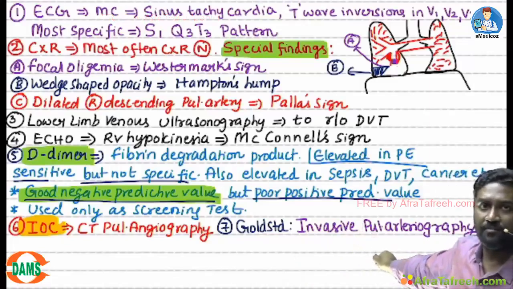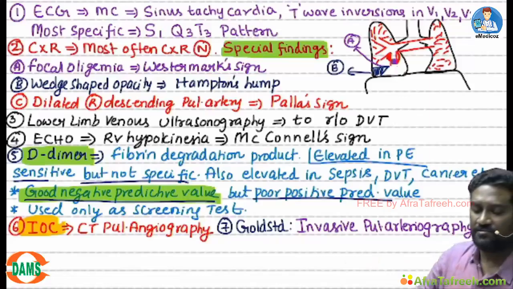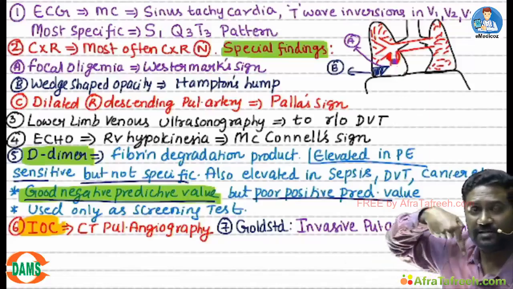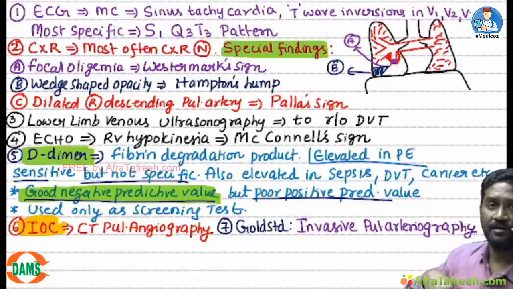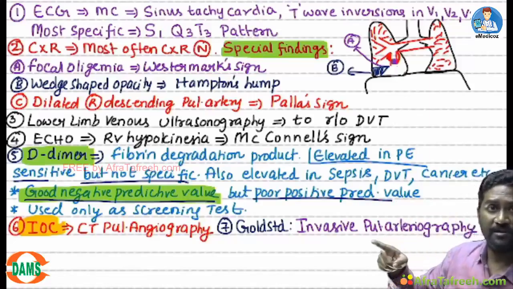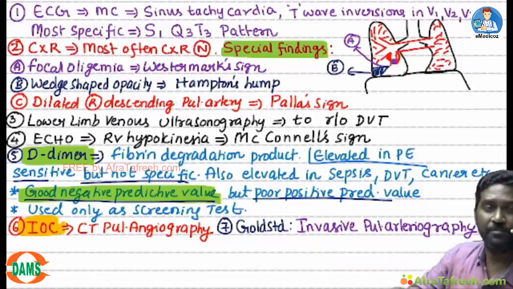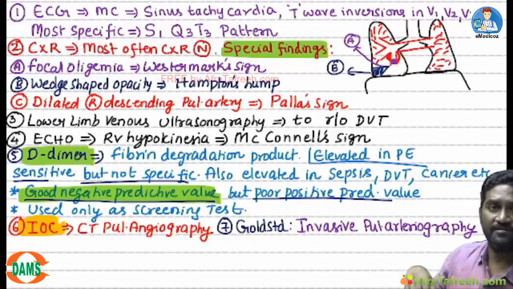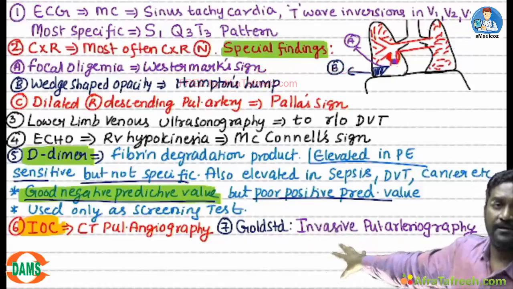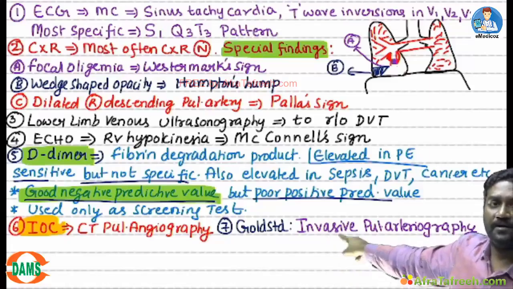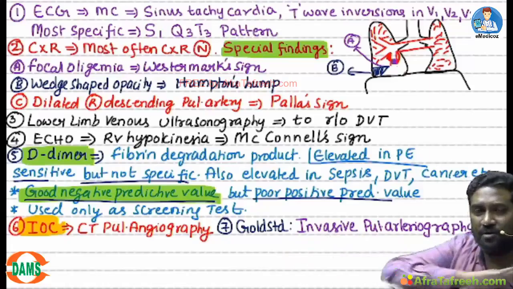Now what is this invasive pulmonary arteriography, students? Here it is not just contrast. You are putting a catheter directly into the pulmonary circulation. You know you are in pulmonary circulation, but that catheter is not going beyond. What does it mean? There is some obstruction. You know you are in pulmonary circulation, but it is not going beyond a point. It means there is some obstruction, and that obstruction can be a thrombus. Now this is gold standard, but it is an invasive method associated with complications. That's why we are not routinely doing it.